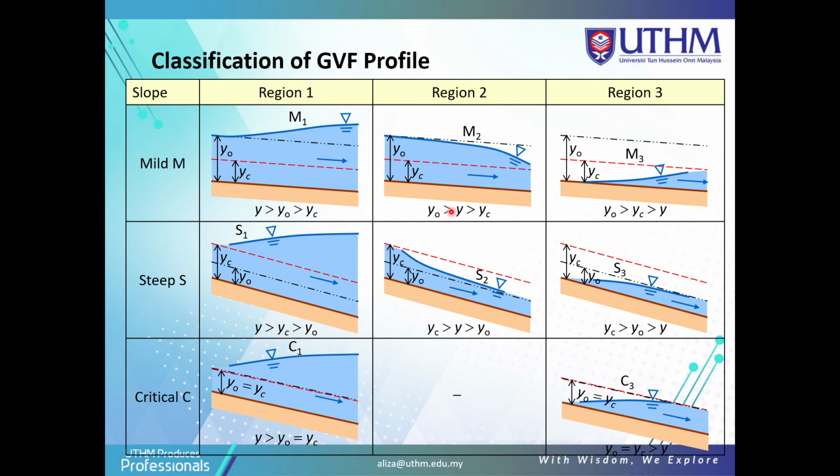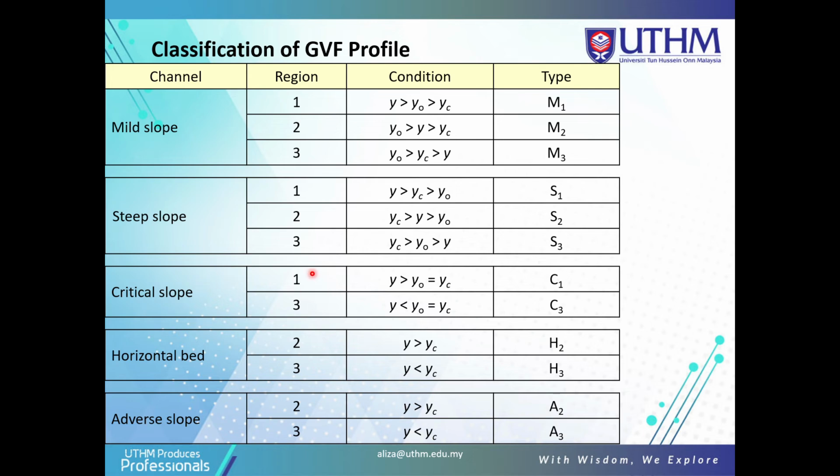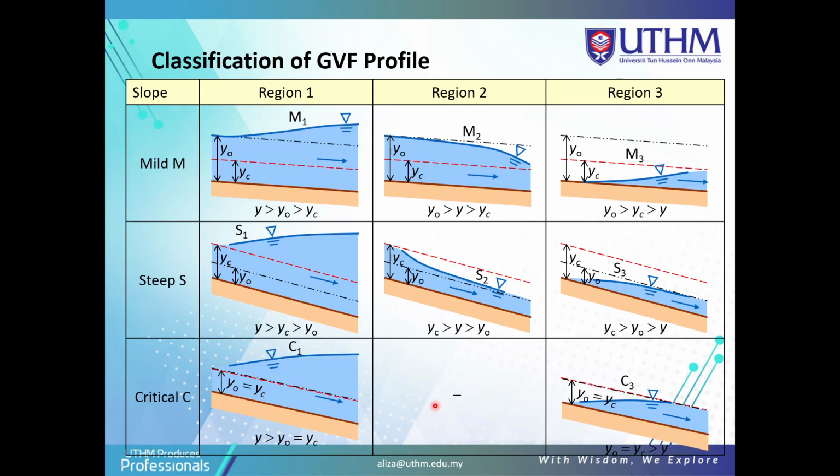Region 2, Y naught is more than Y and more than YC. Region 3, Y naught is more than YC and more than Y. Okay, so this is based on the region. For the steep slope, you must also use this one. But for the critical, there is only region 1 and region 3, no region 2.